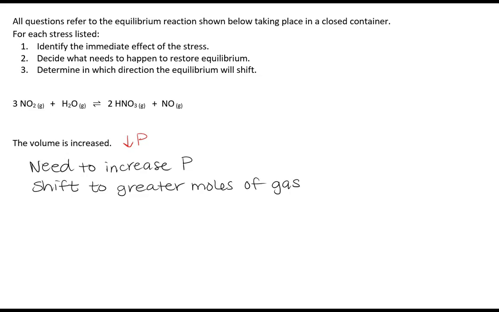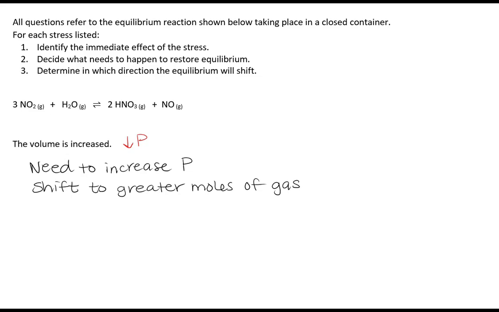How do we figure out which side that is? We add up the coefficients on each side for the gas substances only. On the reactant side, we have 3 plus 1 gives us 4. On the product side, we have 2 plus 1 gives us 3. So the equilibrium will shift towards the side that has 4, and it will shift to the left.